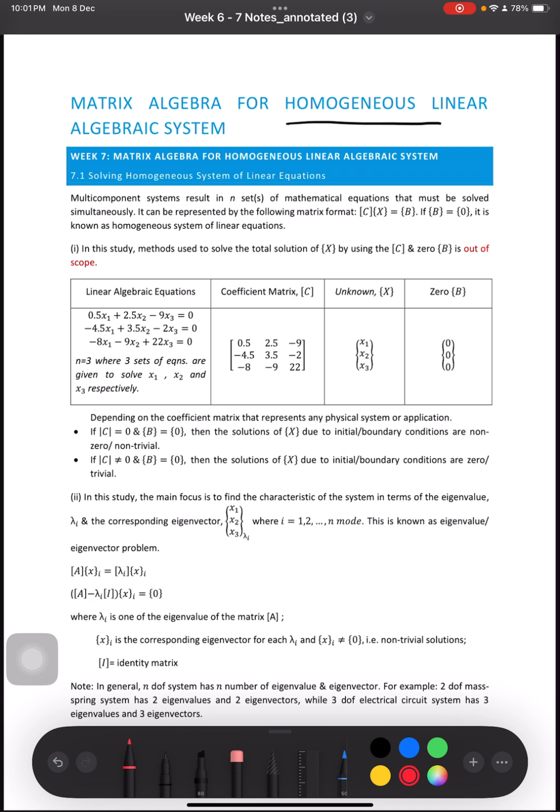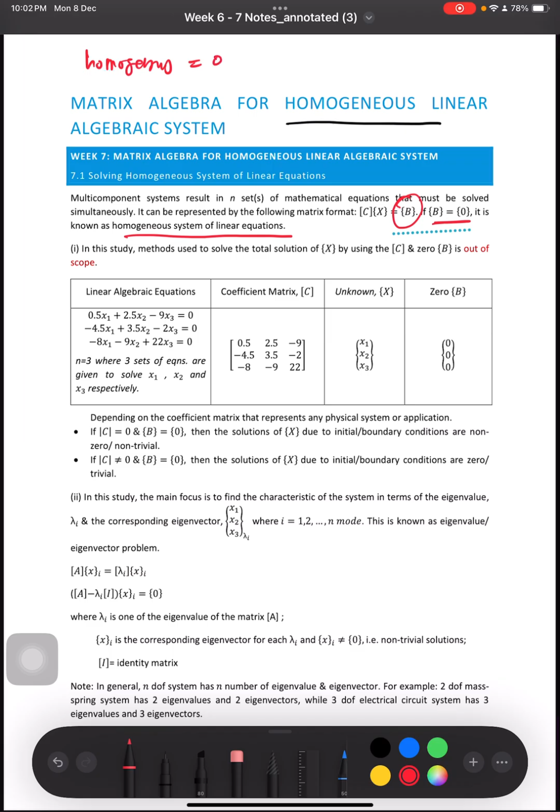A multi-component system results in n equations that must be solved simultaneously. It can be represented in matrix format. And if B is equivalent to 0, meaning the answer is equivalent to 0, it is called a homogeneous system of linear equations. So, first of all, when you get the linear equation, you have to check whether it is homogeneous or non-homogeneous. Again, I repeat, homogeneous means that all equations are equivalent to 0.